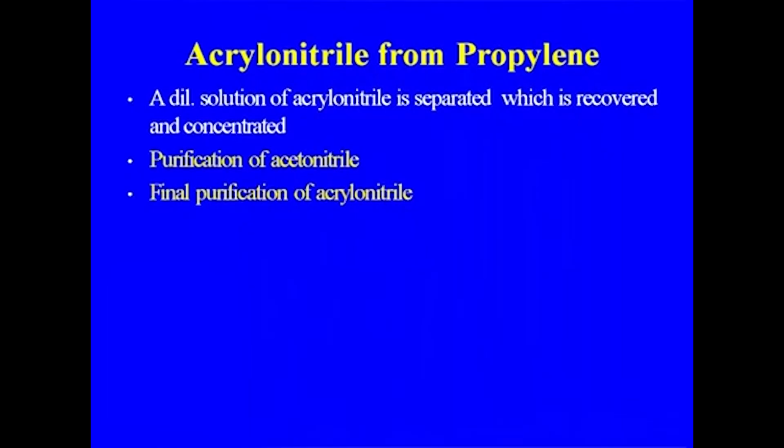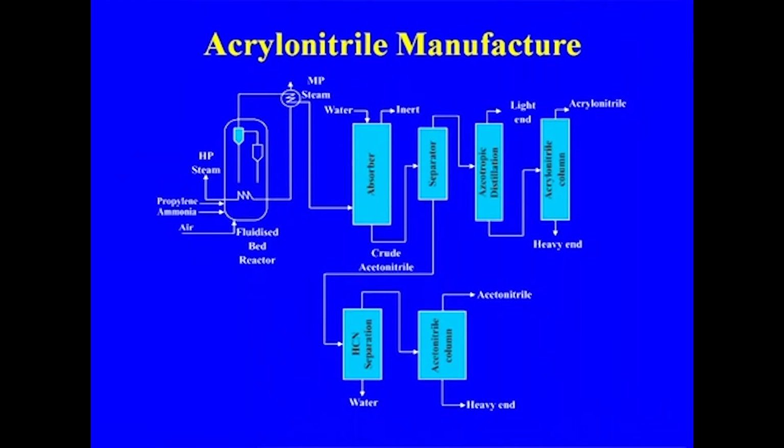Then the dilute solution of acrylonitrile is separated, recovered and concentrated. Purification of the acetonitrile, and final purification of the acrylonitrile. This is the process which we are using in case of the acrylonitrile manufacture. I told you that normally most of the technology now is based on the fluidized bed reactor, but in the early stages it was the fixed bed reactor that was used for the manufacture of the acrylonitrile.